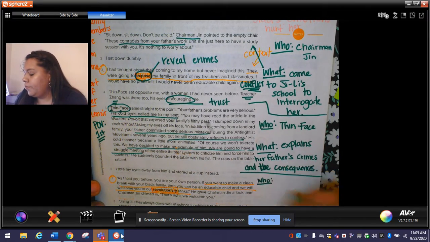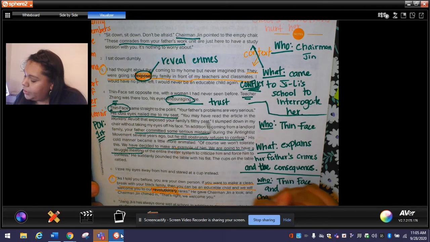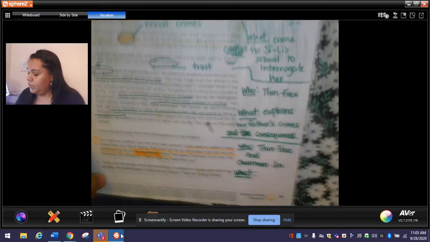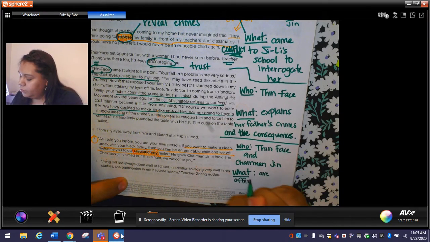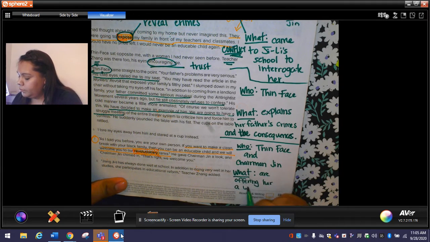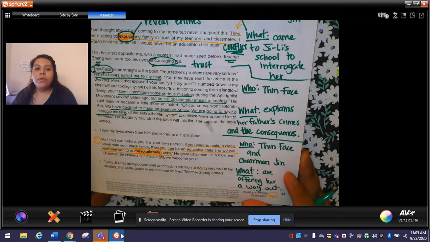Okay, so just in this part, she has a conflict and now they're trying to give her a resolution. So we can say who, Thin Face and Chairman Jin. And what? Okay, are offering her, we can say, a way out. And that is all we are doing whenever we do main idea. Who and what, who and what.